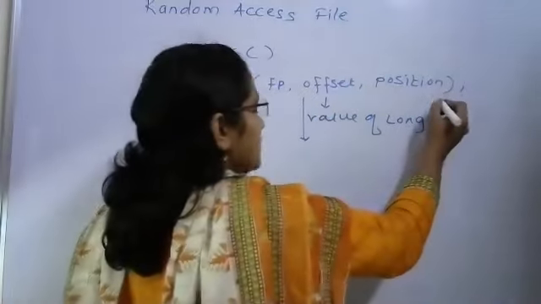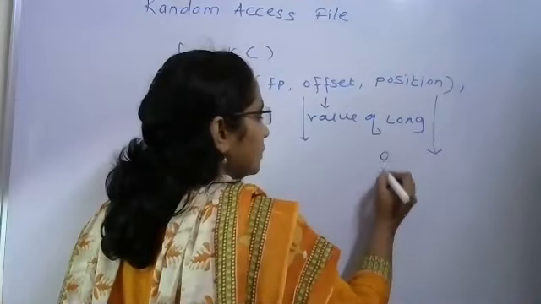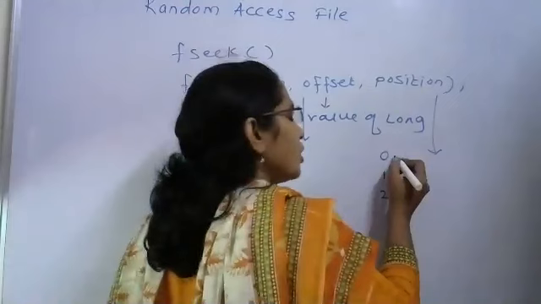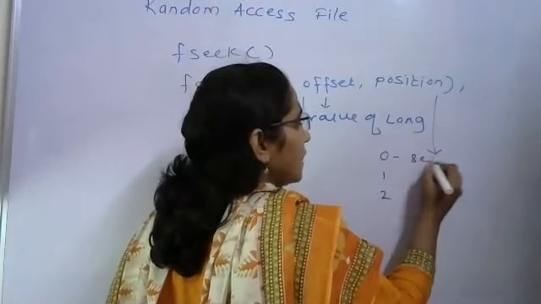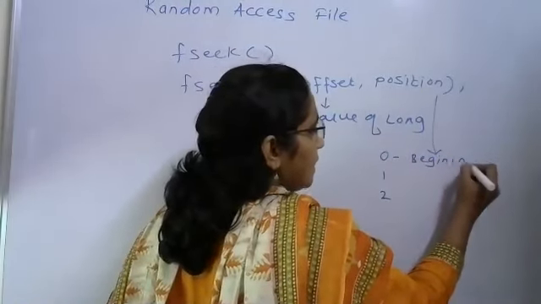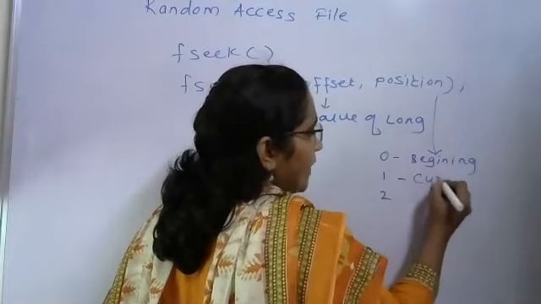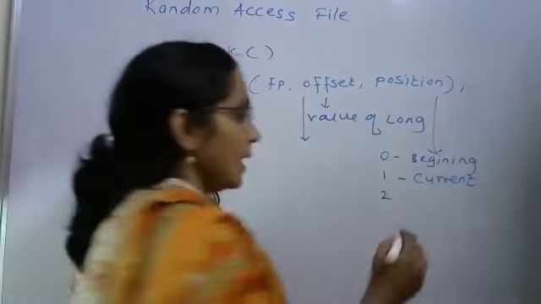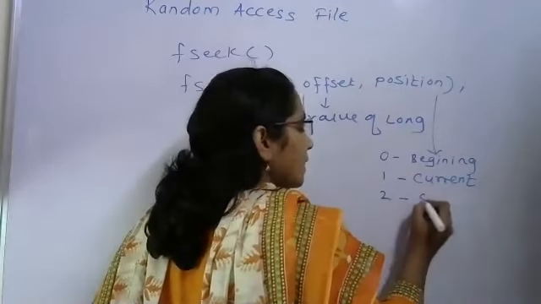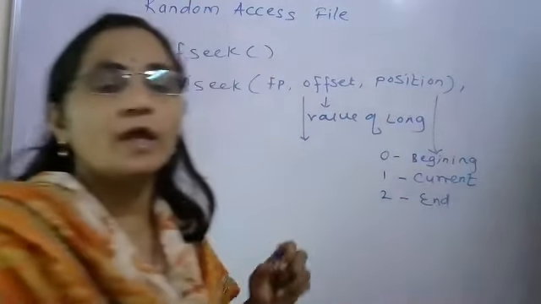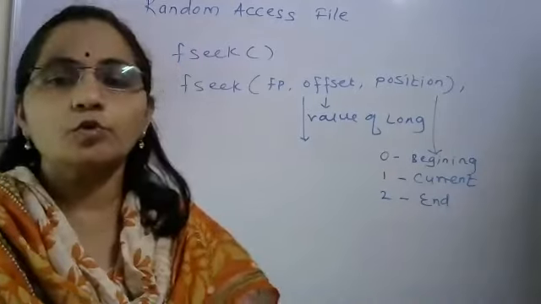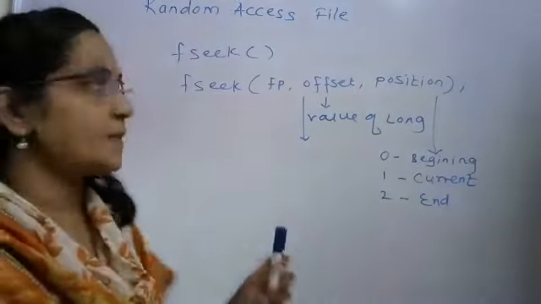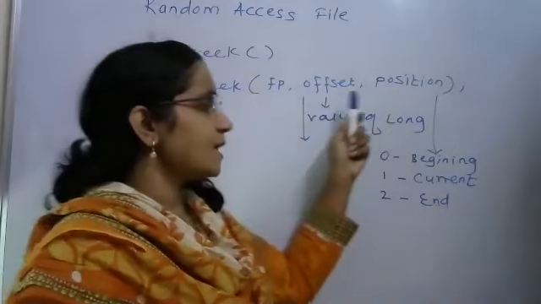And the last is the position. For this position, there are three different fixed values. If you want to move your file pointer from the beginning, then you use the value 0. If you want to move your file pointer from the current position, then you use the value 1. And if you want to move the file pointer from the end of the file, then you use the value 3. So these are the parameter specifications: fp, offset, and then position.